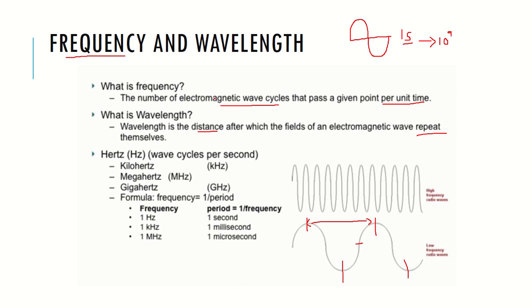So frequency means the number of cycles in a duration of 1 second, or per unit time. And wavelength we usually call the distance between two maximas or two minimas, or the distance after which every wave repeats. That can also be termed the wavelength.